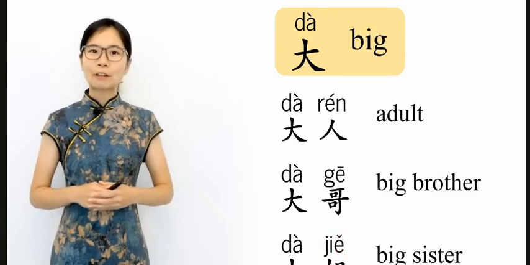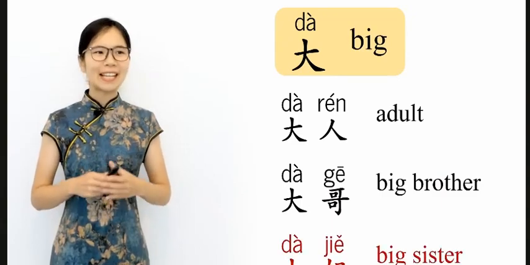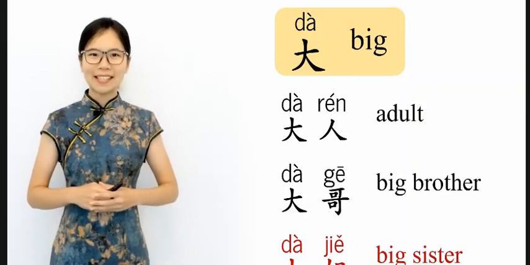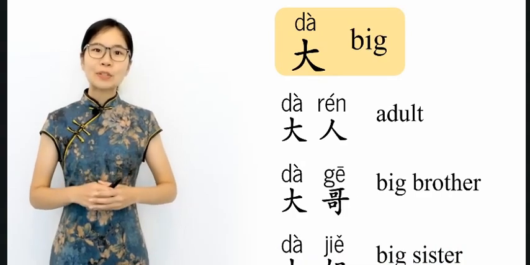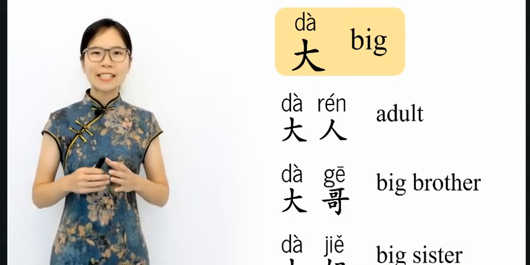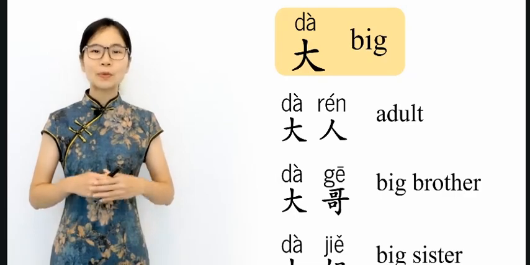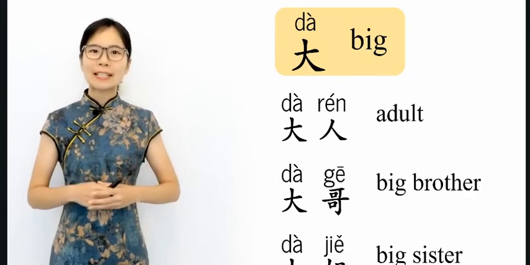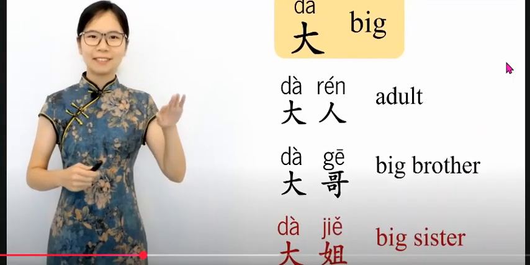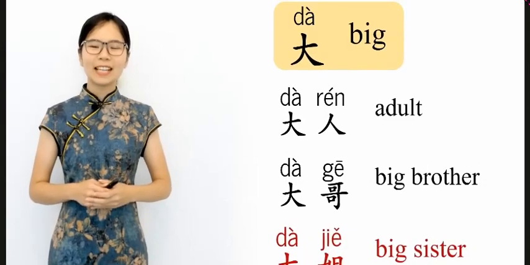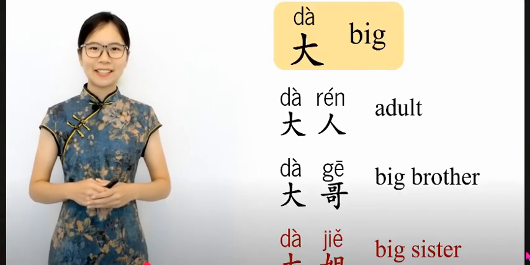Our last word is 大姐. 姐 is the character for older sister, and 大姐 means big sister. Similar to 大哥, 大姐 is used to refer to your oldest sister or to address a woman who is somewhat older than you. 大姐, big sister.